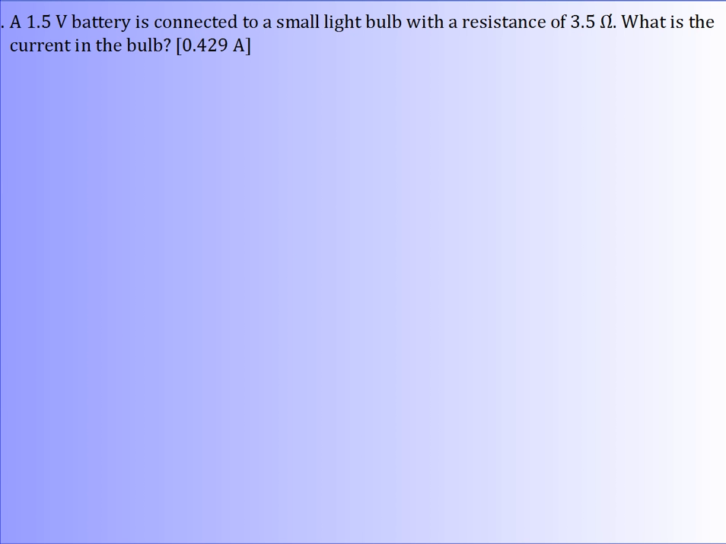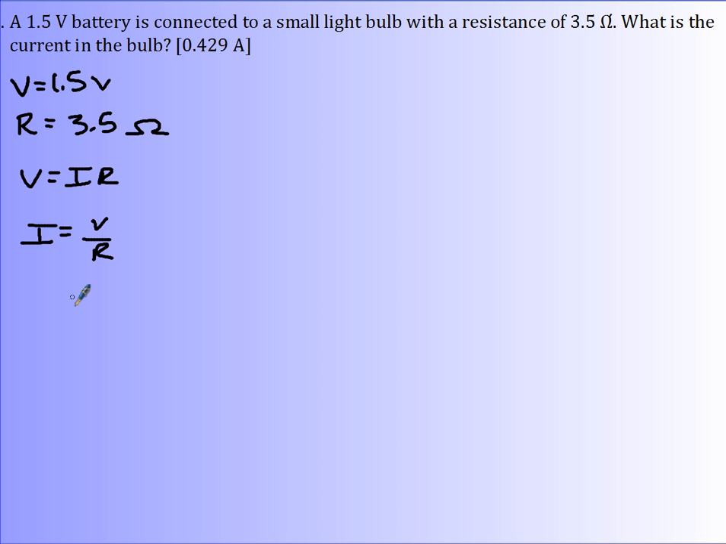So let's see. I have a 1.5 volt battery. Now, this is pretty straightforward because V is 1.5 volts. It's connected to a small light bulb with resistance of 3.5 ohms. So my resistance is 3.5 ohms. Okay, what's the current? Well, V equals IR. I'm looking for current. So current is V divided by R. So this is 1.5 volts divided by a resistance of 3.5 ohms, or 0.429 amps.